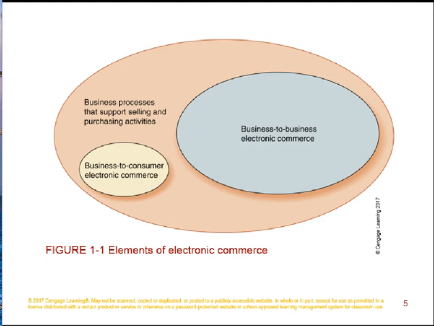There's a rough approximation shown in this figure, and we see the relative size of electronic commerce elements. The dollar volume and number of transactions in business to business is much greater than that in business to consumer. As to the number of transactions, supporting business processes is much greater than business to consumer and business to business combined. So the business processes that the company uses to support selling and purchasing activity is far larger and encompasses both of the other categories.